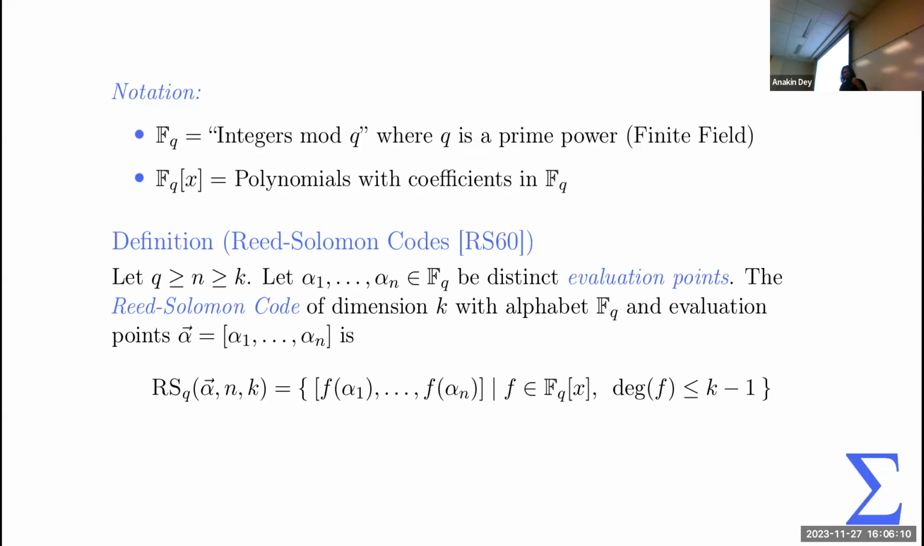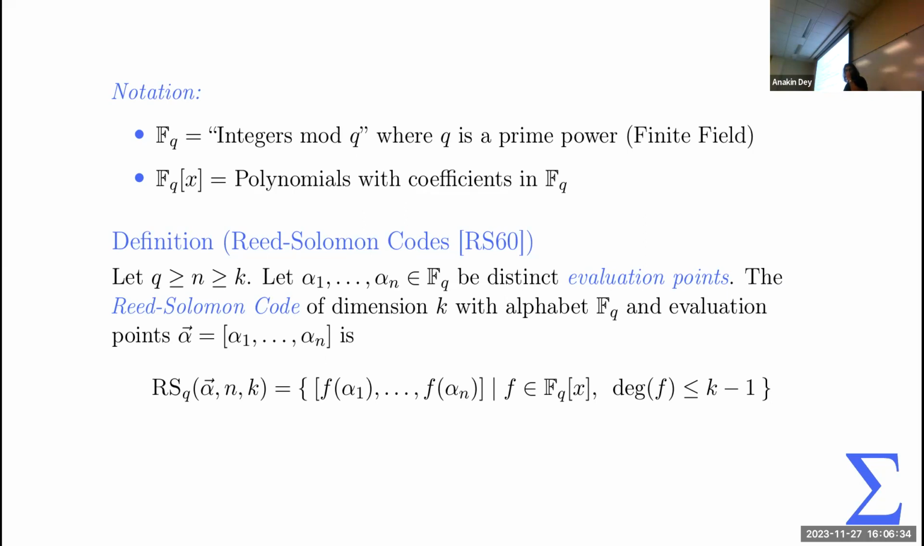And so here is what a Reed-Solomon code is, and I'm going to unpack this definition. We have some values q, n, and k. I'm going to pick n values out of our field, and these are going to be distinct values. These are going to be the evaluation points, so the alphas throughout are going to be evaluation points.